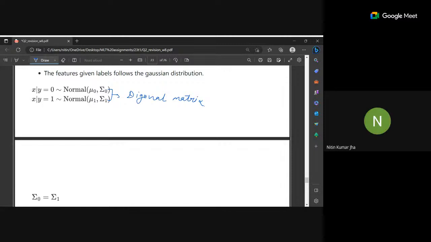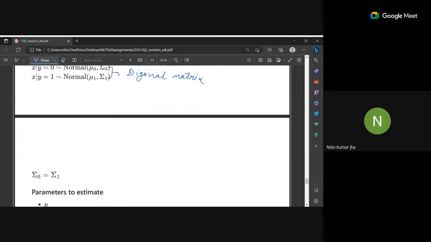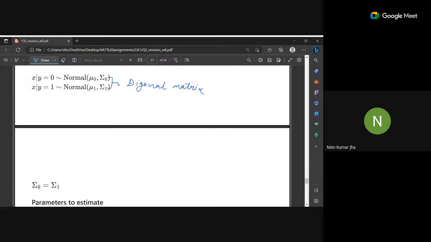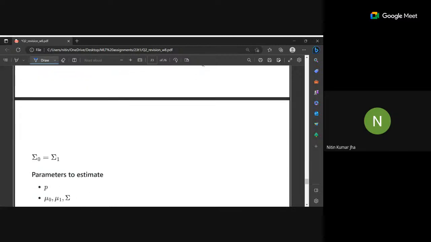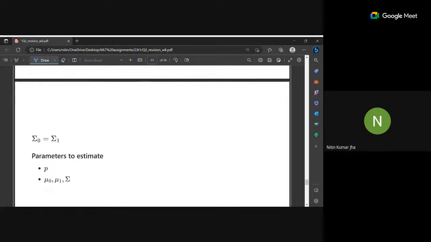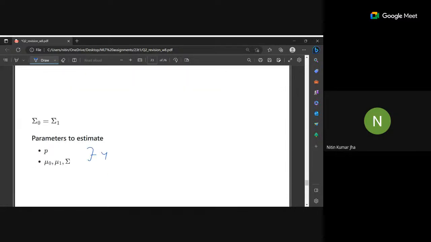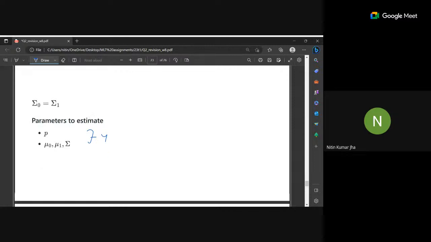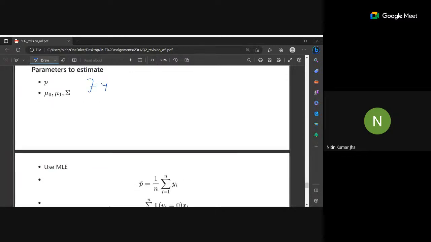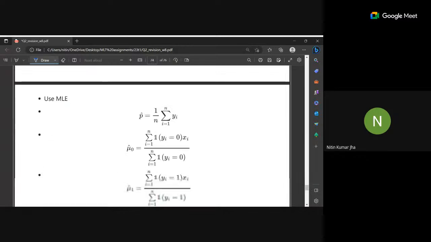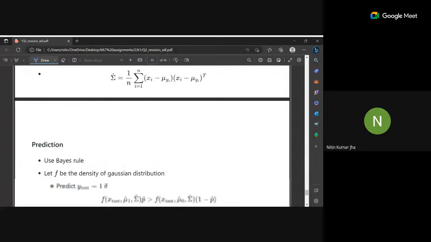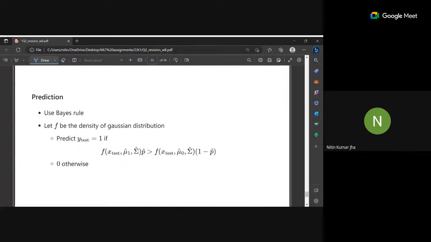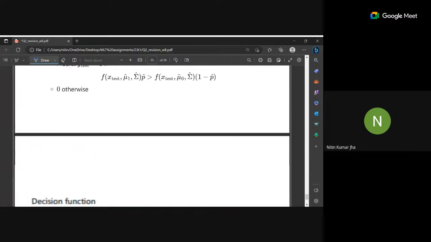Now assume that the variances are similar. How many parameters do you need to estimate? Mu 0, mu 1, and sigma, and 1 for the distribution of the prior. So 4 parameters here, right? And if they have different sigmas, then you have 5 parameters, sigma 1 and sigma 0 as well. These are the number of parameters, and the same rule we will apply. And the same Bayes rule you can apply to make the predictions.